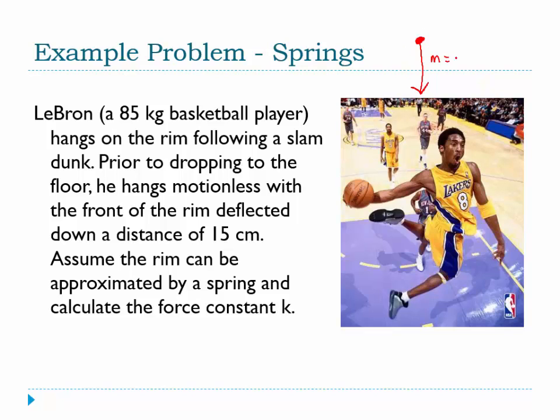His mass is 85 kilograms. So that means that his weight, or the force of gravity acting on him, is about 850 newtons. And so that is the force that is extending our spring. So if we look at Hooke's law, we have F equals negative kx. So negative k, and then it's being deflected downwards by 15 centimeters, so that's going to be negative 0.15 for your x value here.